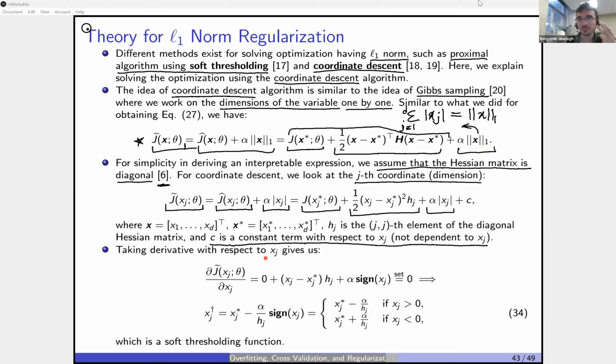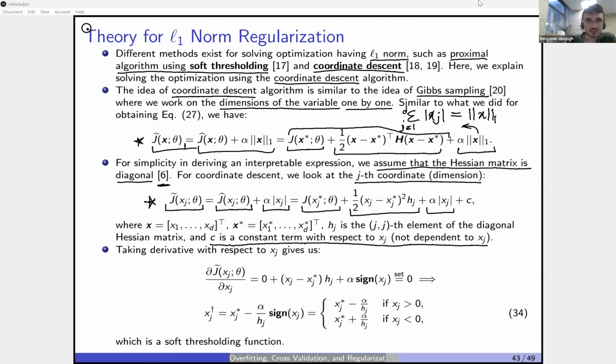Let's take the derivative with respect to xj. Why? Because we want to optimize with respect to xj, the jth dimension, right? In coordinate descent. Again, this is according to the first order optimality condition, what we had in high school. Take the derivative, set it to 0. Take the derivative of J tilde, sorry, with respect to xj.